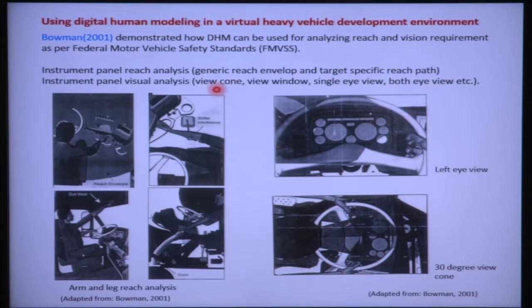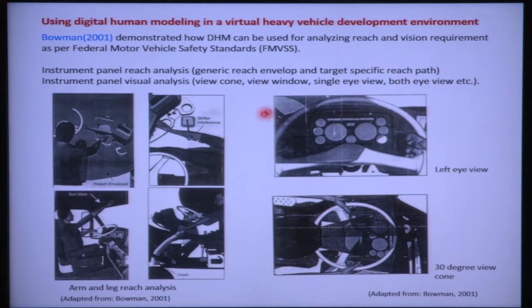For vision analysis, a view cone can be created, an eye view window can be created, then there is single eye view, both eye view. So, these are the various tools available in digital human modeling software. Using those tools, vision can be evaluated. So, this is the visibility of the left eye view, and in this image it is shown that with a 30-degree view cone, which area of the instrument panel is actually visible to that driver.